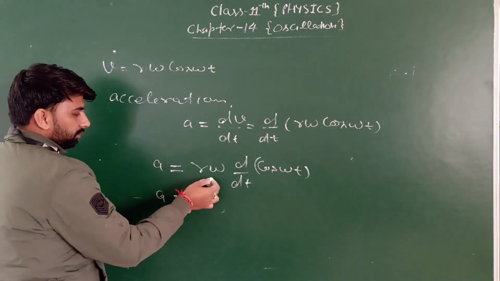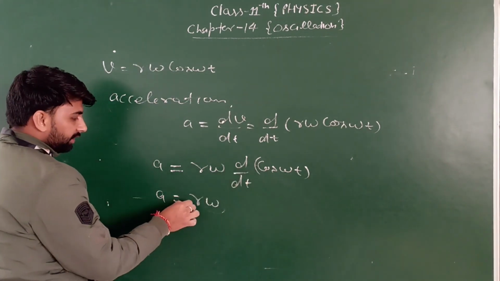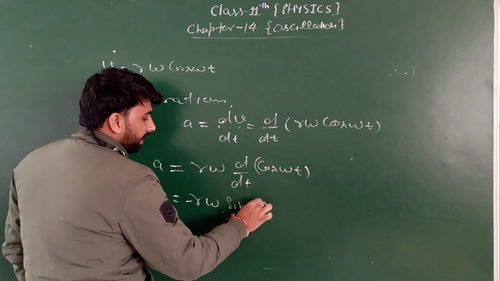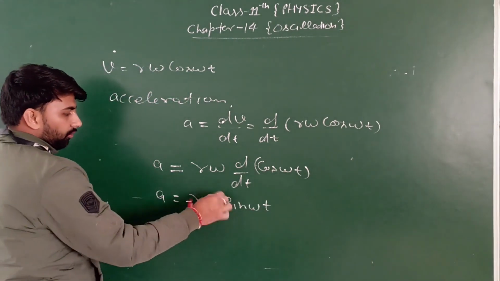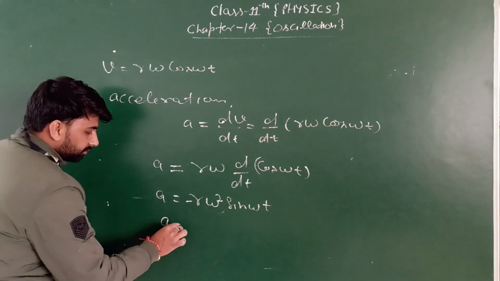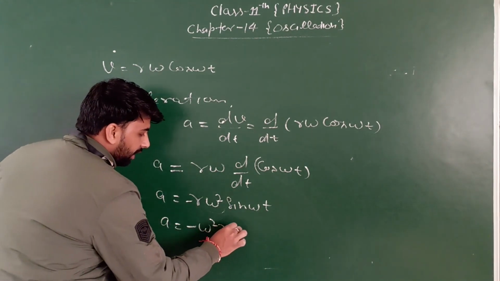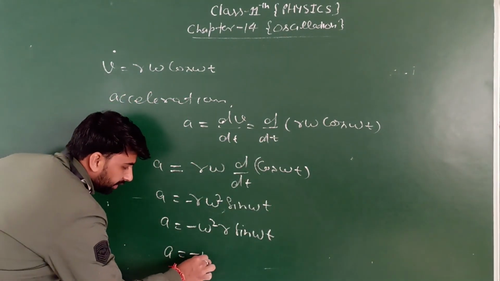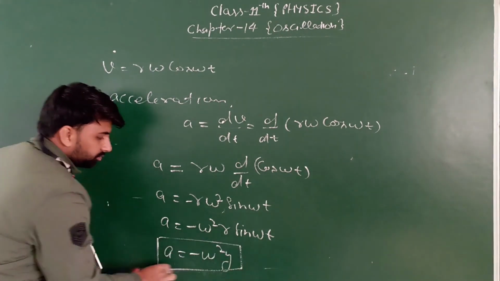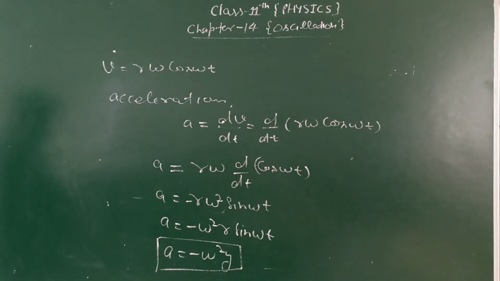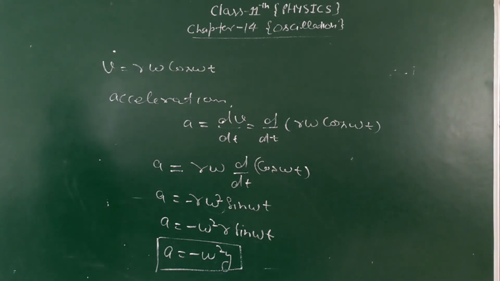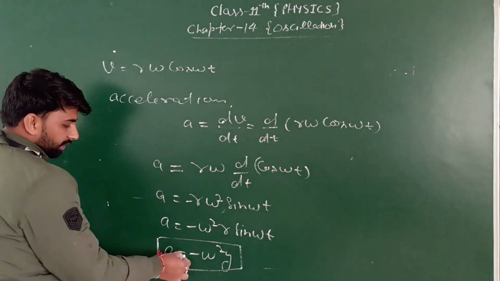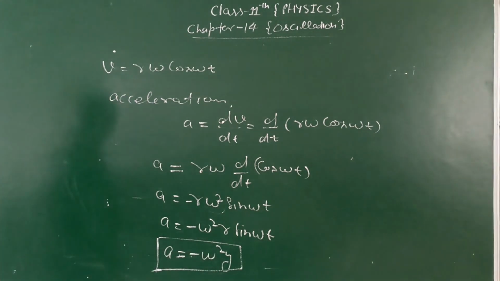So A is equal to r omega, the differentiation of cos omega t is minus sin omega t, and we differentiate again omega t, which gives omega. So A is equal to minus omega square r sin omega t, and as we know that r sin omega t is y, A is equal to minus omega square y. So this is the acceleration in simple harmonic motion. Clear? And from this equation it is clear that the acceleration in simple harmonic motion is directly proportional to the negative of displacement y.